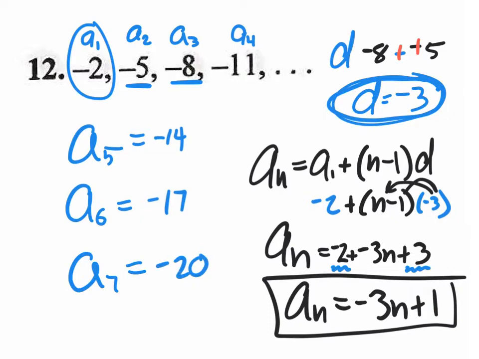But the easier thing to do when they say find the next three numbers is just to use your common difference, which is subtracting 3. So negative 11 minus 3 is negative 14, minus 3 is negative 17, minus 3 is negative 20.